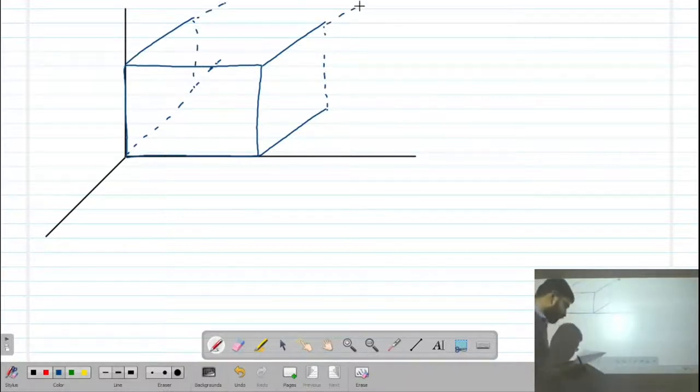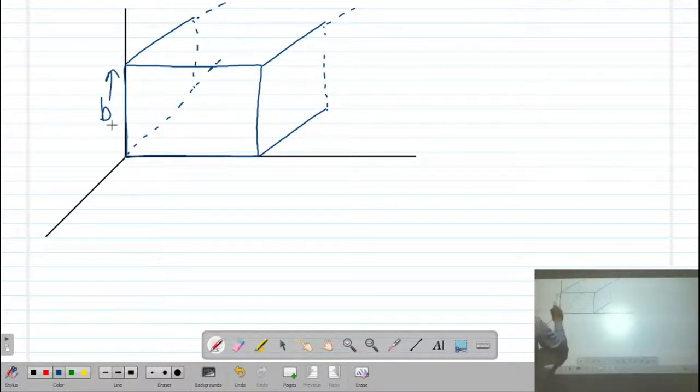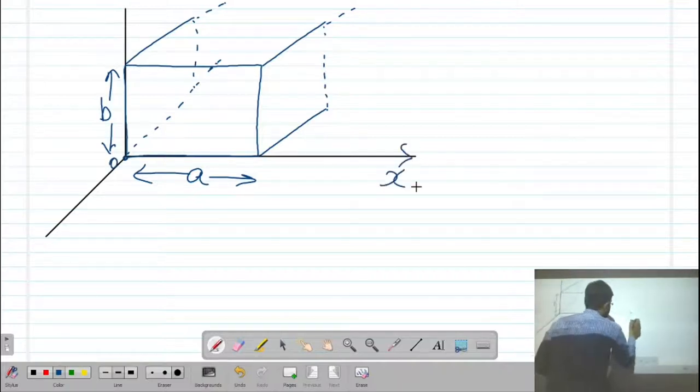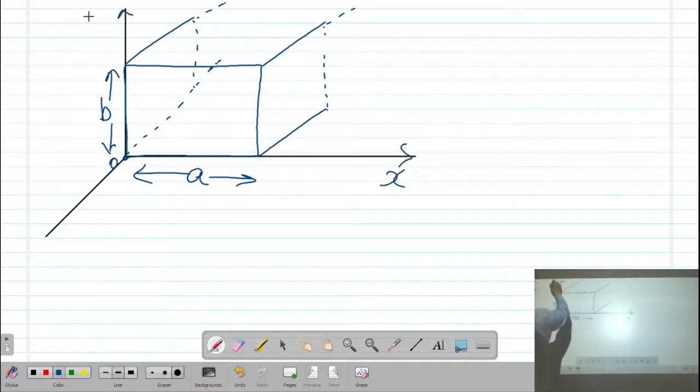Right, so this is the structure, where this is B, where this is A, this is the height, this is 0 point, this is x direction, this is y direction, this is z direction. This is the z direction in which the wave is going to be propagated inside this wall.